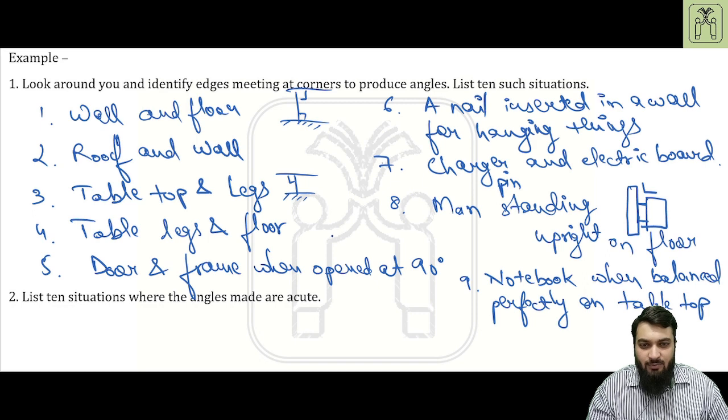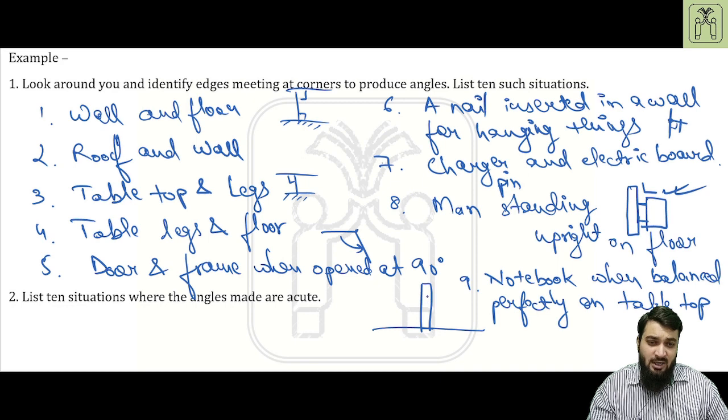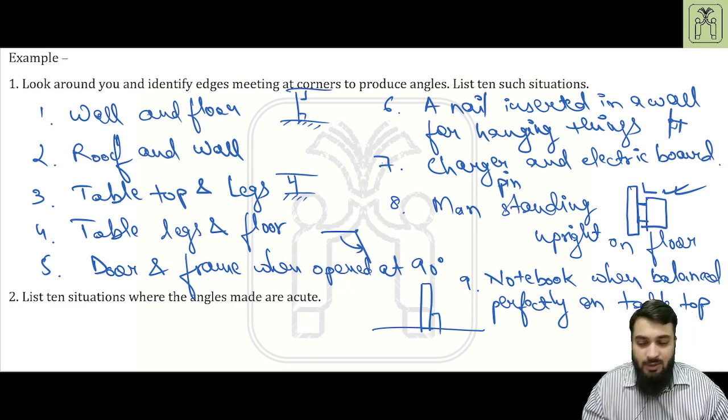The door and frame, for example, the door when it is opened like this, and this is the frame, so it makes a 90-degree angle. A nail inserted in a wall, this is a wall and a nail, it is inserted and things are hung upon it, so it is a right angle triangle. Charger and electric board, I have drawn it over here. Man standing upright on floor, very obvious. Notebook when balanced perfectly on the tabletop, we try to balance our notebooks on the tabletop when we are bored in the class, so it makes a right angle triangle. Okay, so you can write these down and we'll move on to the next topic.